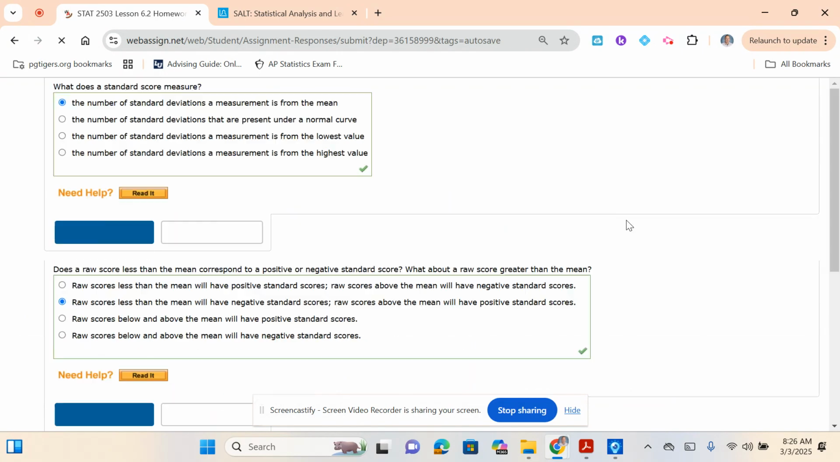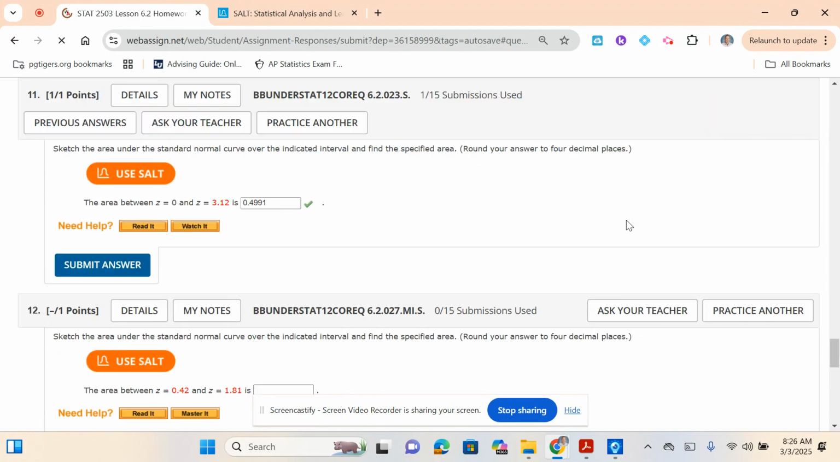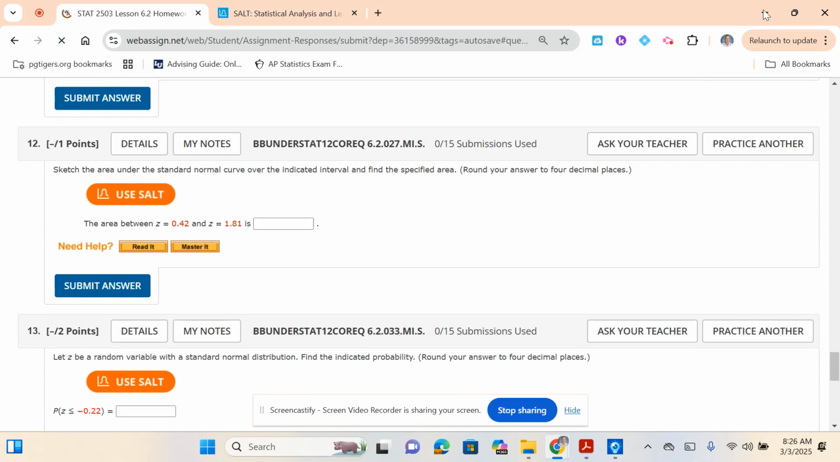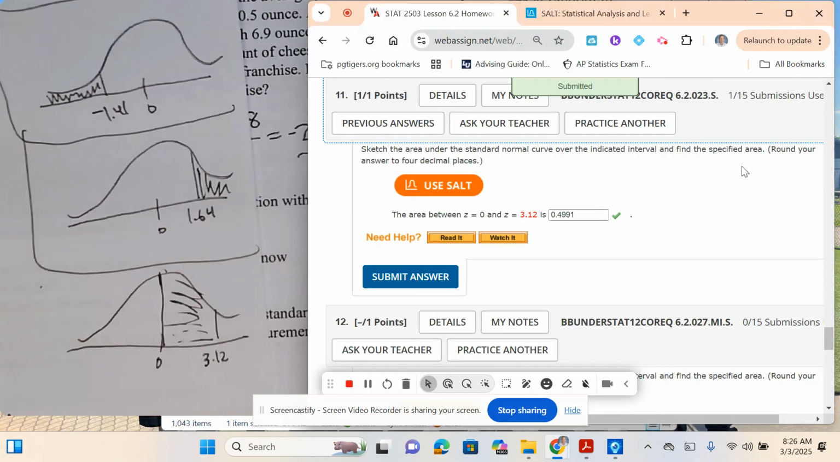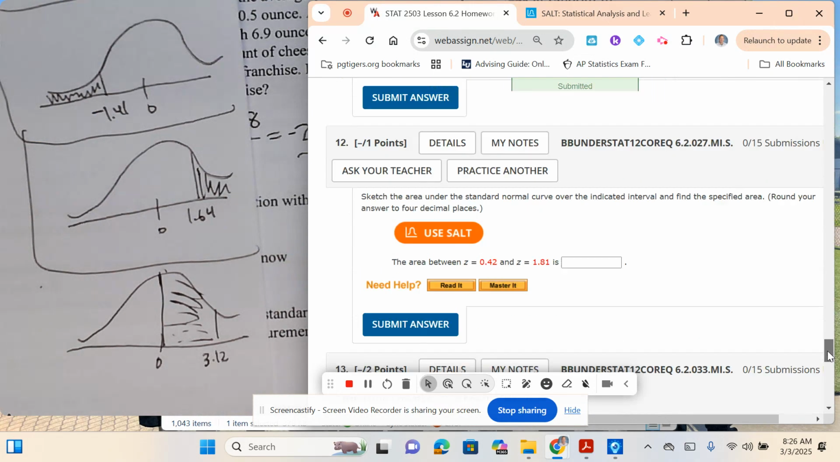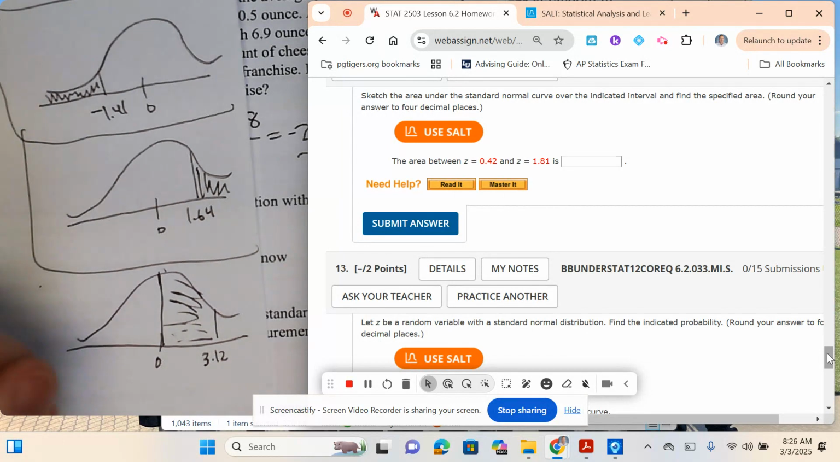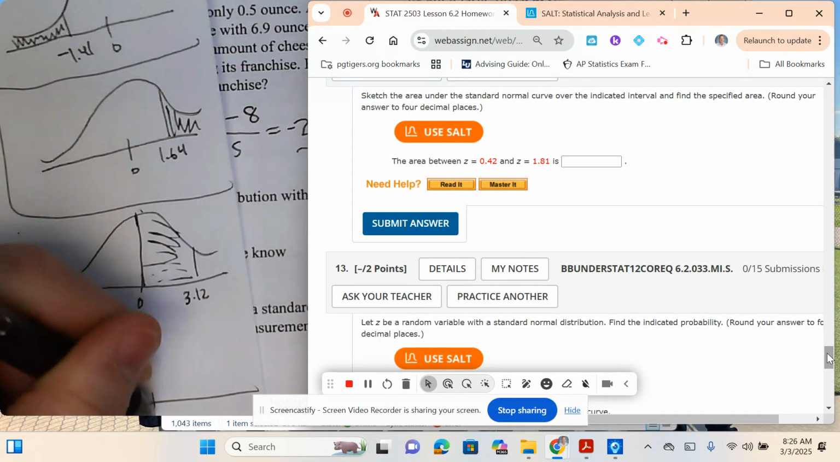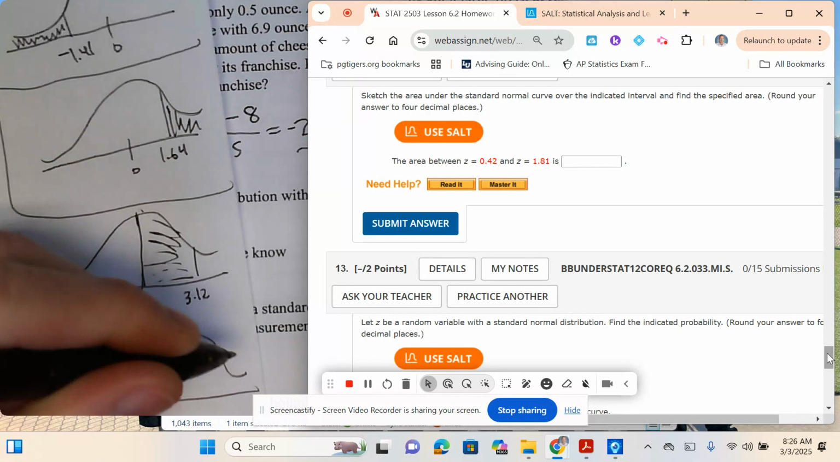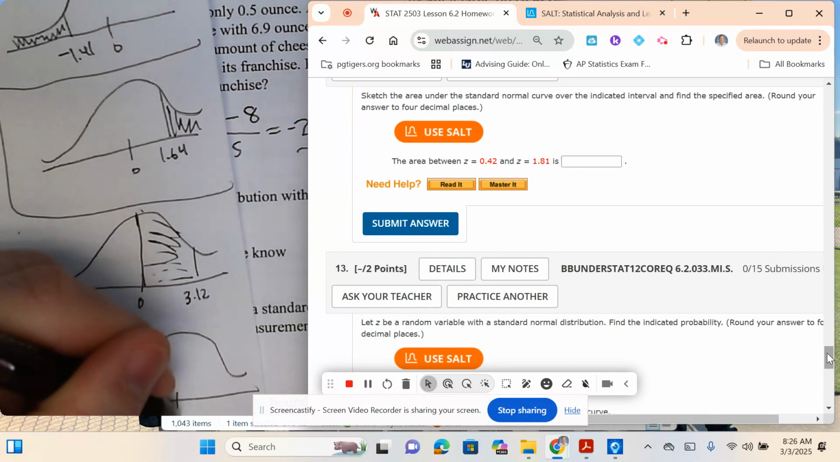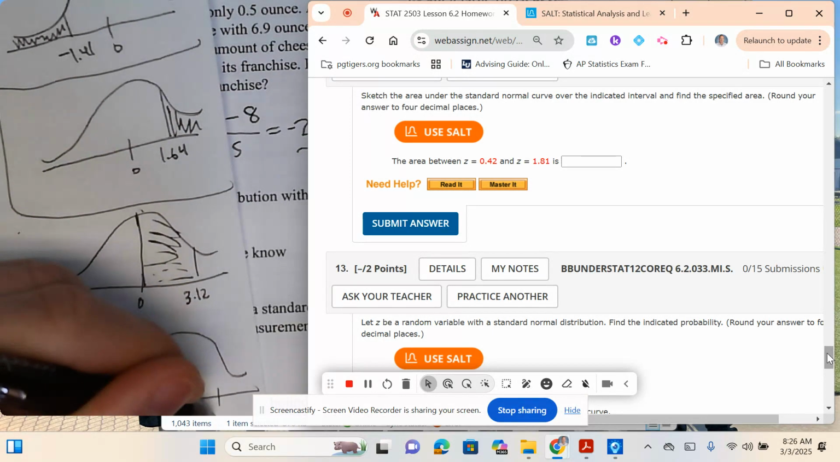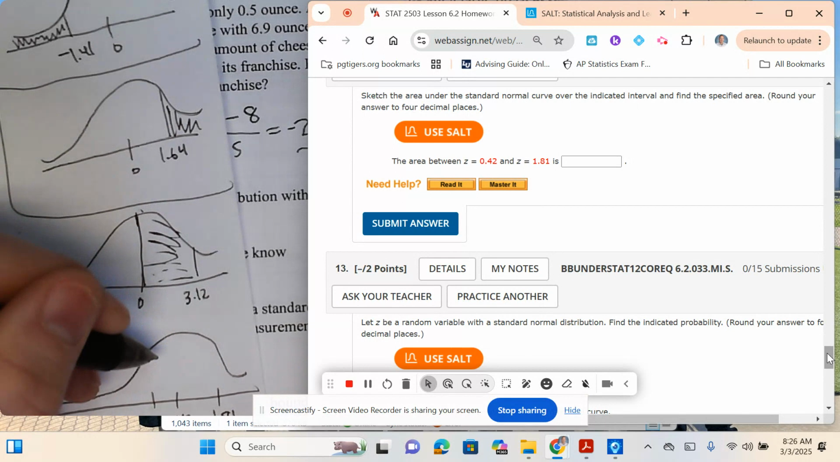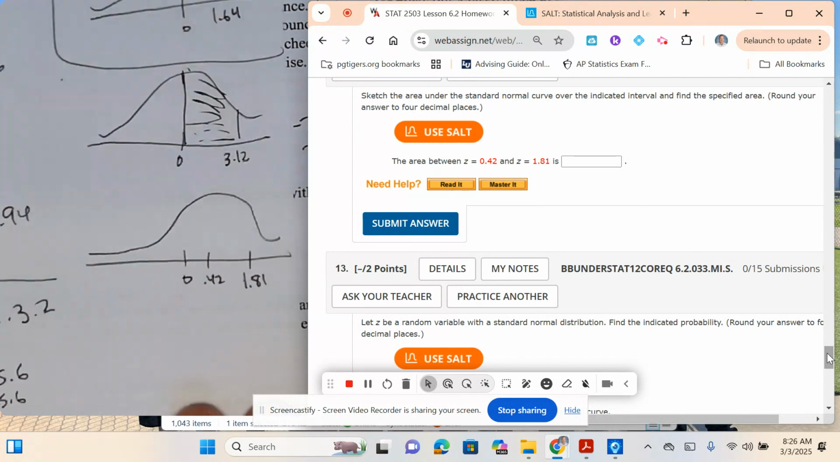Okay. You don't need to draw the curves. I know this is probably getting a little easy. The area between 0.42 and 1.81. So once again, you could draw this out. You don't have to draw this out. I'm just doing it for teaching purposes. So 0 and 0.42 is above 0 and 1.81 is above 0. Between means I'm going to shade where in between the values.